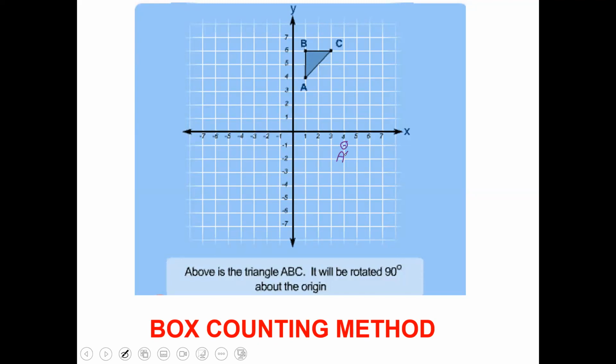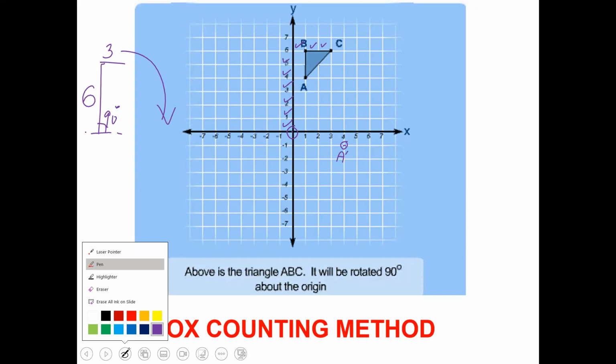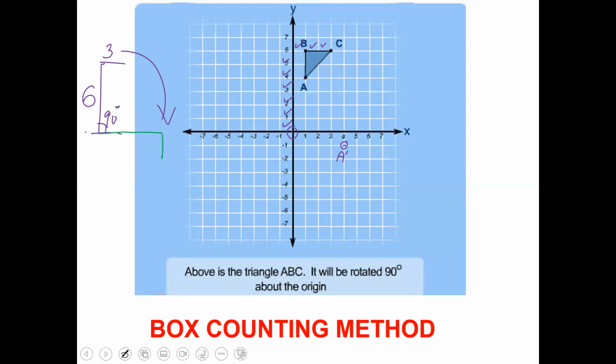Now the same logic I'm applying to C. When I consider C, 1, 2, 3 points horizontal, I have to go till origin, 1, 2, 3, 4, 5, 6. 3 horizontal and 6 vertical. This is again a stick. I make a dotted line here. This is 90 degrees and I want to rotate it. When I rotate it, the stick will come here and like this. Now, when I move it, the 6 will become horizontal and 3 will become vertical.